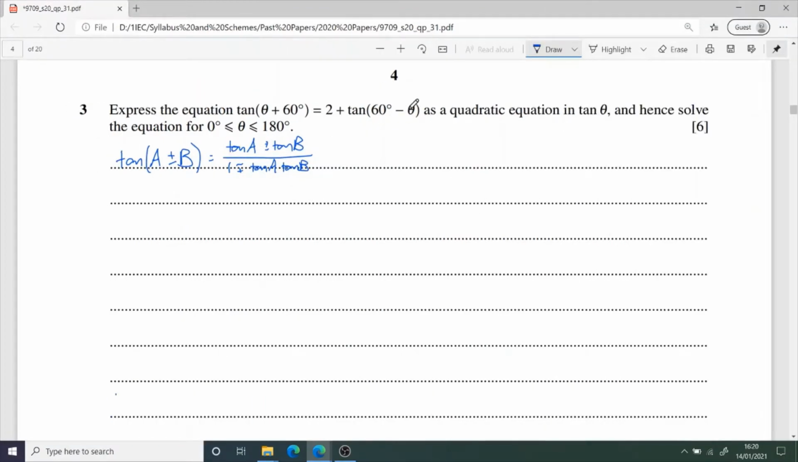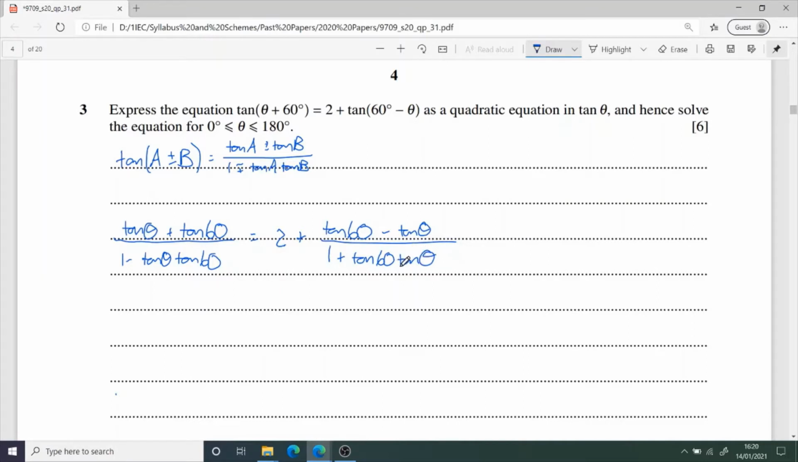Let's now apply that to both of those additions. So on the left hand side we're going to get tan theta plus tan 60 divided by 1 minus tan theta tan 60 is equal to 2 plus, and it's a minus this time, so we're going to be reading along the bottom line, and tan 60 minus tan theta divided by 1 plus tan 60 tan theta.